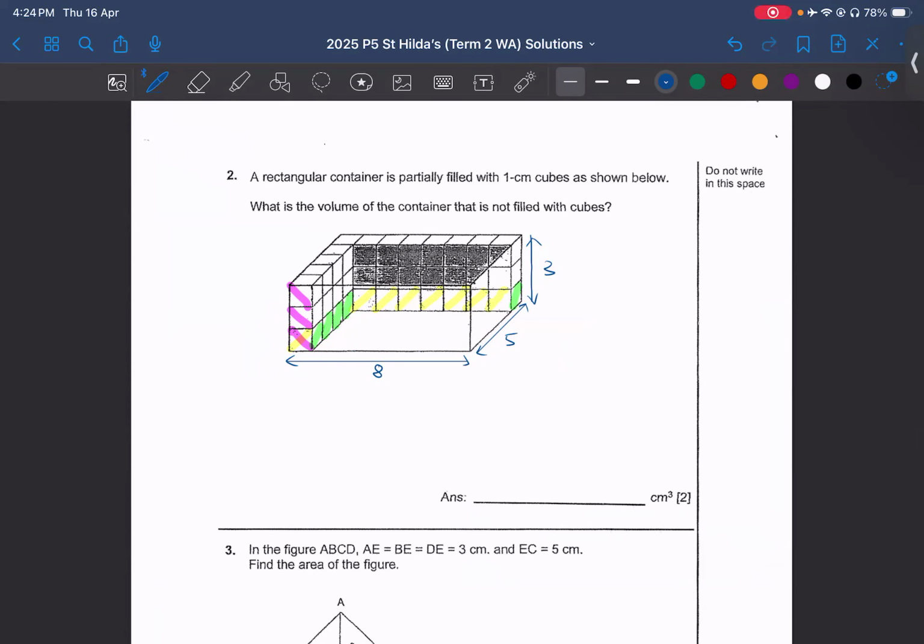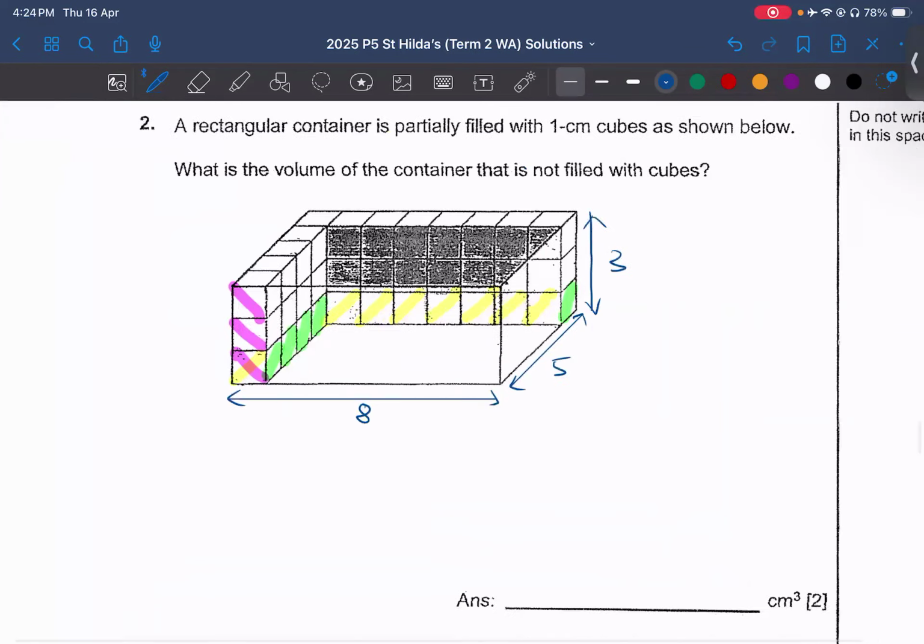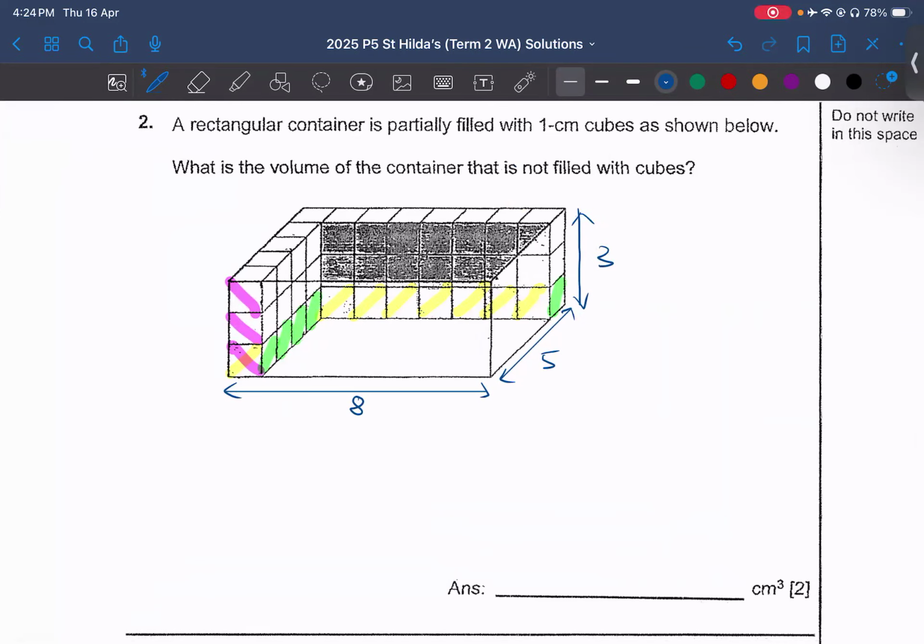So next, in order to find the volume of the container that is not filled with cubes, in this case, we can find the number of cubes there is actually inside the container. So count the number of cubes that's inside the container. So we look at each stack. We know that each stack contains 3 cubes each. 3, 3, 3, 3, 3. All the way around, there's 3 cubes.